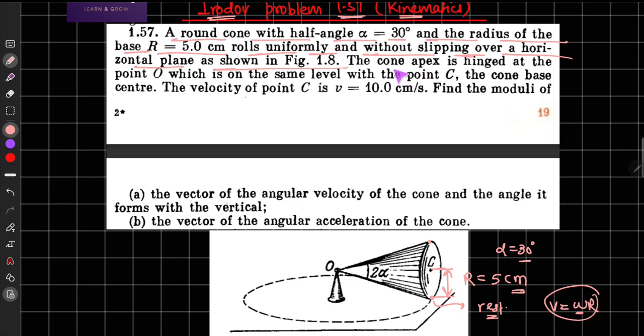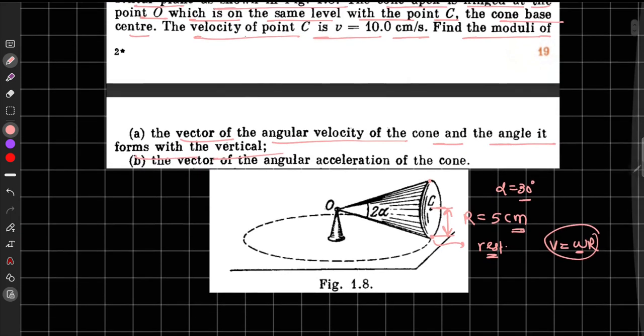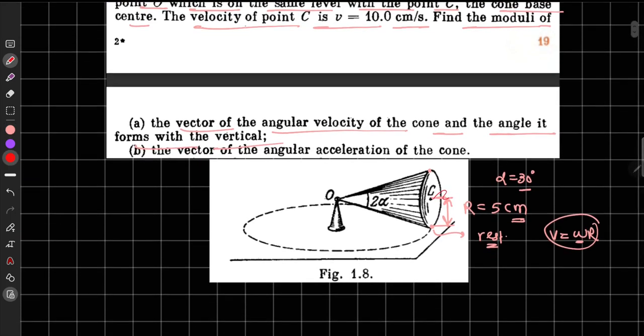Okay, the cone apex is hinged at the point O, which is on the same level as the point C, the cone base center. The velocity of point C is given as v equal to 10 centimeter per second. Find the moduli of the vector of angular velocity of the cone and the angle it forms with the vertical. So let us say the velocity of this cone is v equal to 10 centimeter per second, which is tangential to this circle.